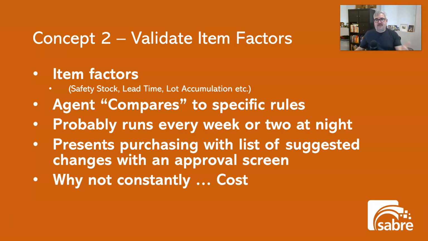Concept number two is validation of item factors. So we're getting back to risk mitigation. We're getting back to making better decisions. We're getting back to maybe compliance as well. There might be some compliance elements to this. But item factors are used by the MRP process in an ERP to calculate and predict what you should purchase.